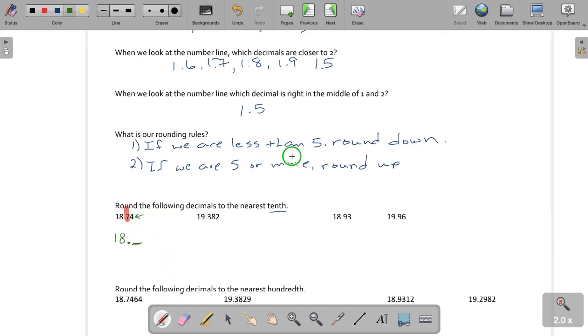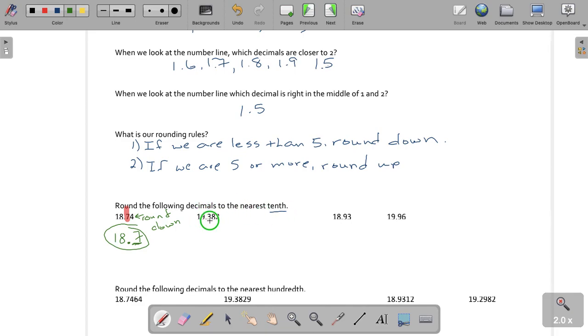And that 4 is what we look at here. If we're less than 5, we round down. If we are 5 or more, we round up. Because that's a 4, that means we're going to round down. And all that means is that 7 is going to stay a 7. So my answer would be 18.7.